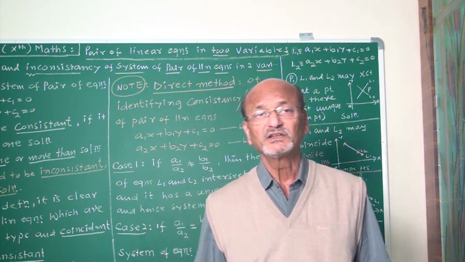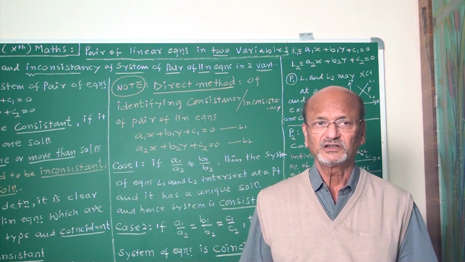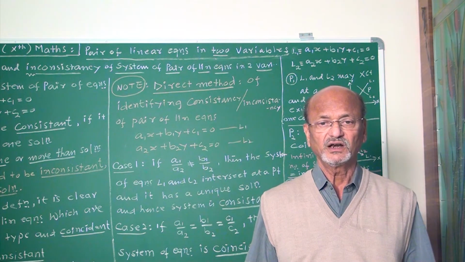We are still continuing with this graphical method only. Now what is the second method? The second method is the algebraic method. We have not yet started it. Still we are doing graphical methods.